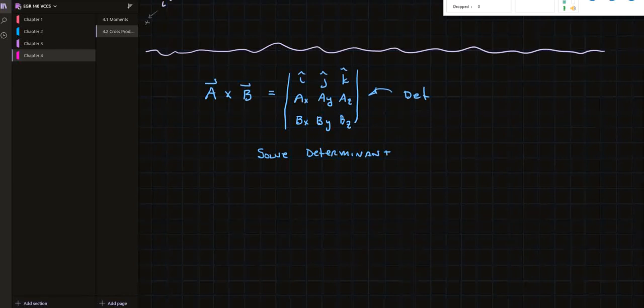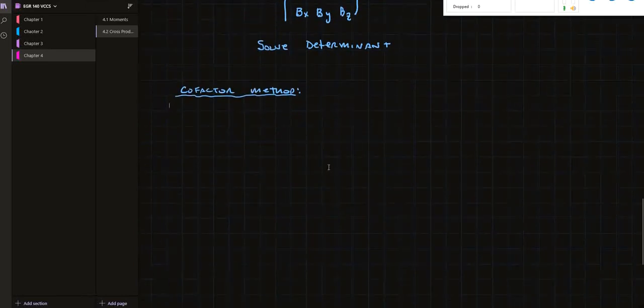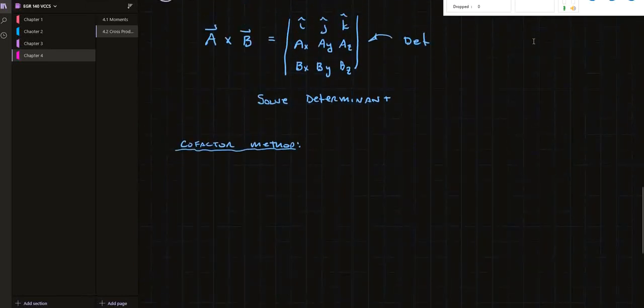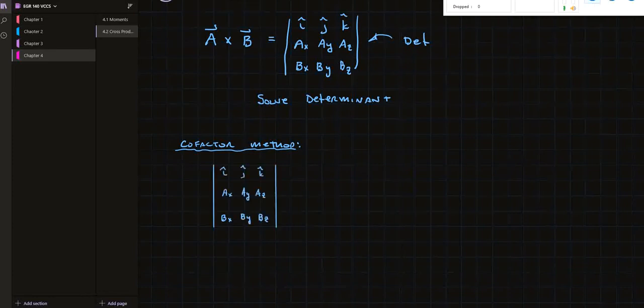Okay, so let's solve this determinant, which we created as a definition to the crossing of A cross B. So a method we're going to use here is called the cofactor method. And it's probably the easiest way to do this. What we're going to do is rewrite that a number of times. So I rewrote the determinant down here from above.